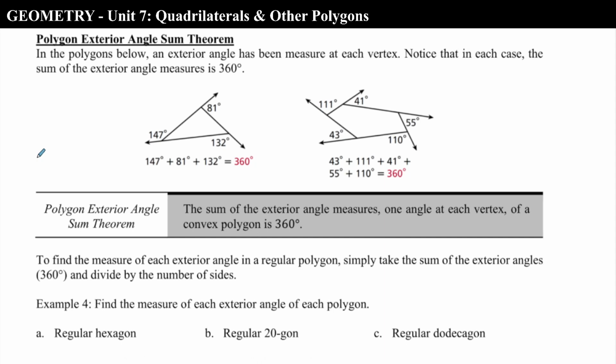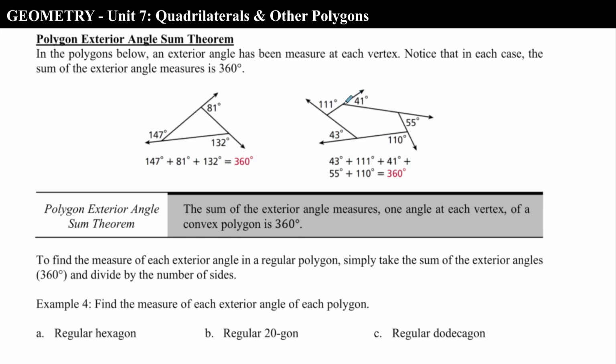So we've talked about interior angles. Now let's talk about exterior angles. In polygons, an exterior angle is measured at each vertex. Notice that in each case, the sum of the exterior angle measures is 360. Okay? So here we have a triangle, and we create exterior angles by extending each of the sides in the same direction. If we add up all these angles, you get 360.